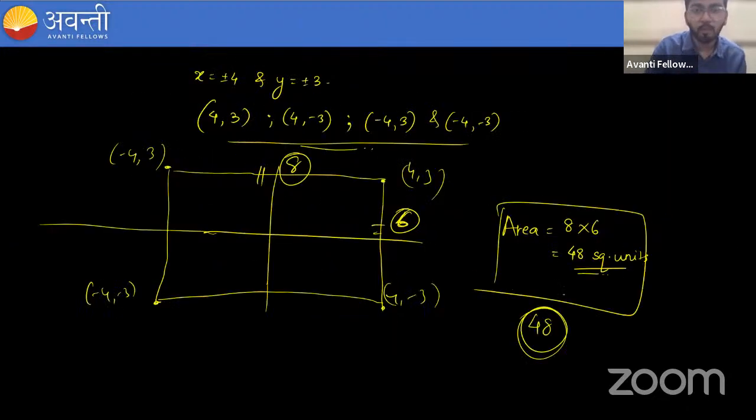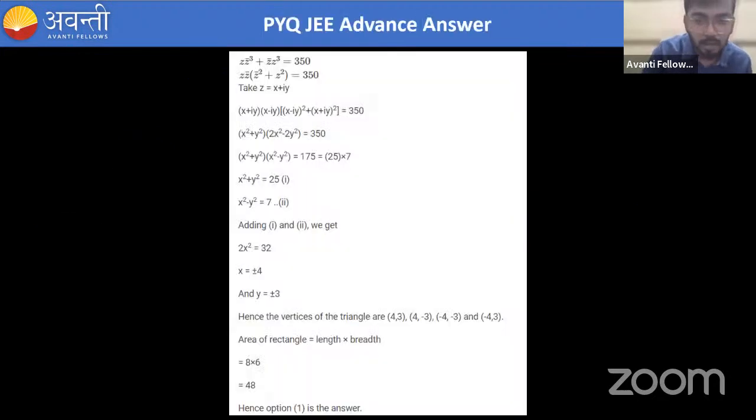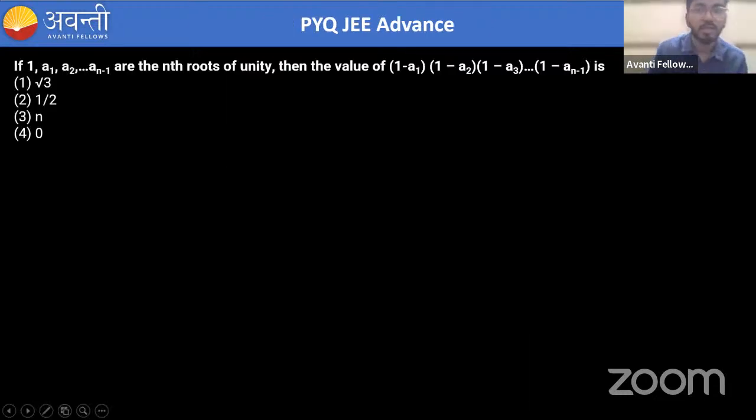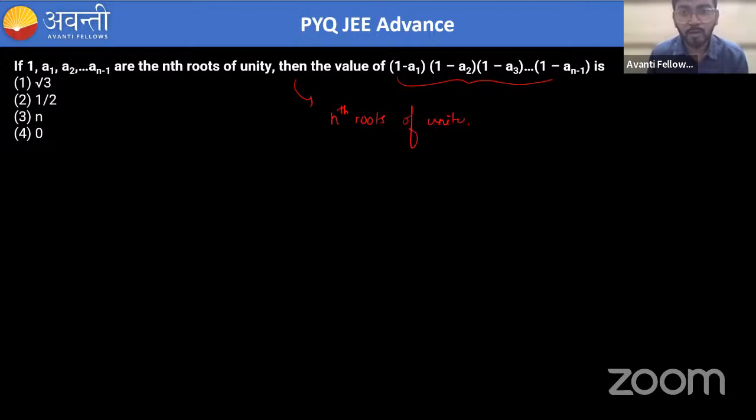Moving ahead with another question. This question is pretty interesting. Why? Because here you have been given, so you must have studied the nth root of unity topic, right? Nth roots of unity, right?